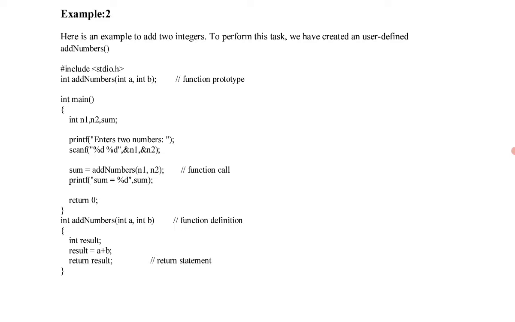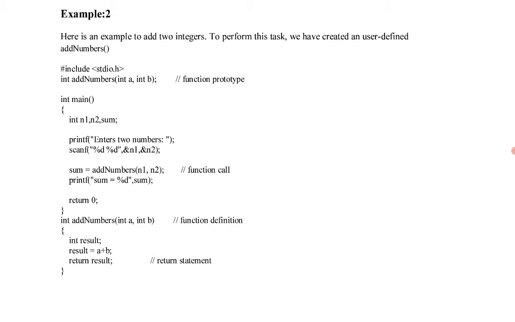Printf is simply used to print the result of a program in return. This is the main program. After that, function definition or a declaration of a function. First one is called a function prototype or a function declaration. Next one is called a function call. Next one is called a function definition.